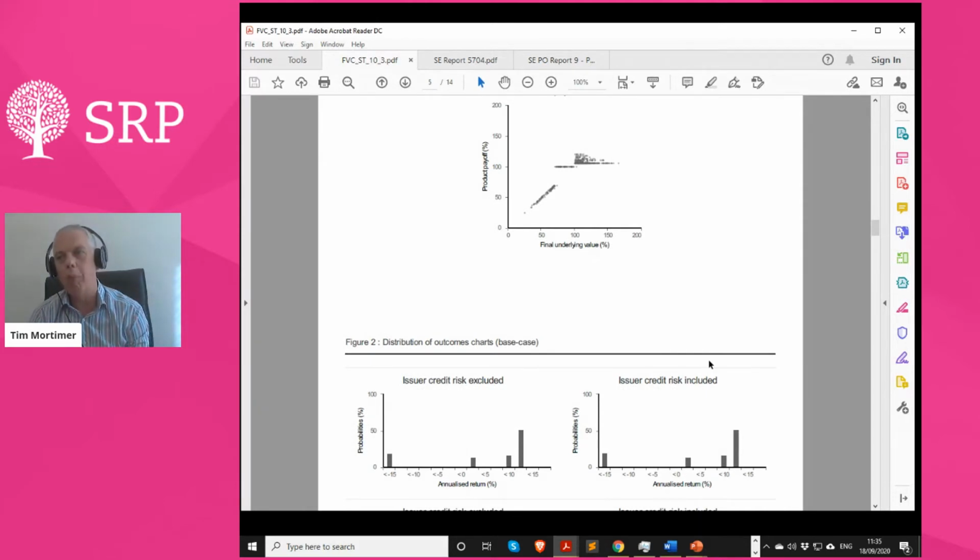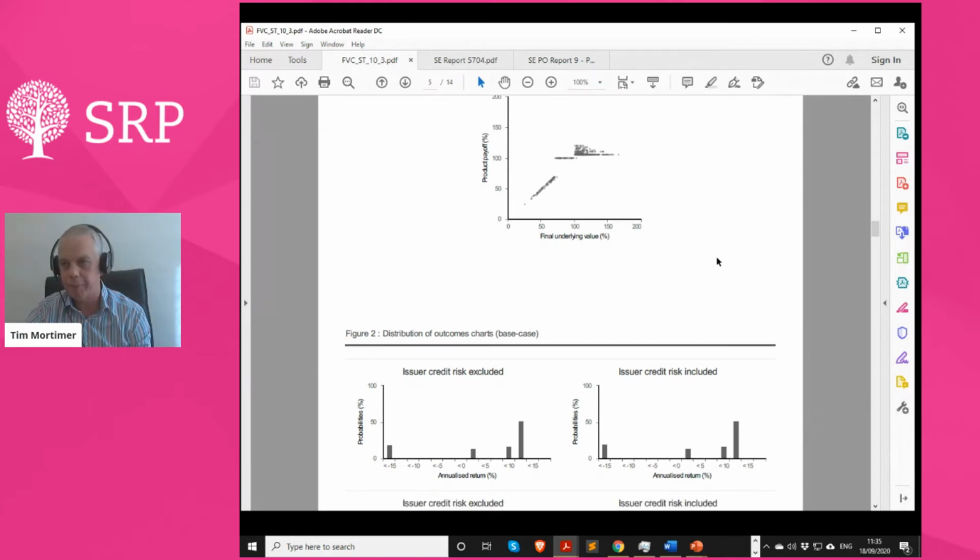While it doesn't form a key part of the report in terms of any decisions, it's always good to have some charts. So here we can see different combinations. If the indices go down, you're losing money. If they perform below par but not the barrier, you're getting 100 back. And then these dots represent calling at different times.